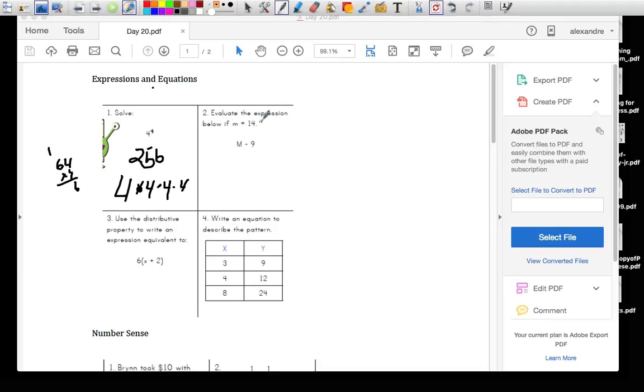Okay. Evaluate the expression when m equals 14. This is easy enough. You substitute. So let's replace the m with 14. And it becomes a very simple problem. And that just gives us 5.